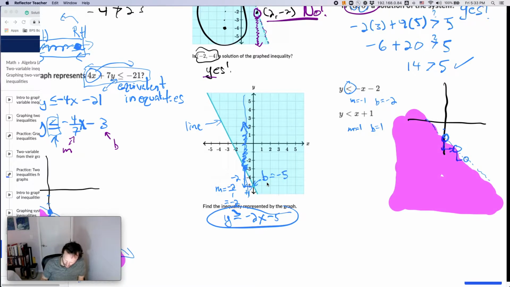And now we do the second inequality, y less than x plus 1. So here we have +1, strict less than, so an open circle, slope of 1, up 1, over 1, another open circle, up 1, over 1, another open circle, and we draw a dashed line through those, and we shade, since it's less than, below.